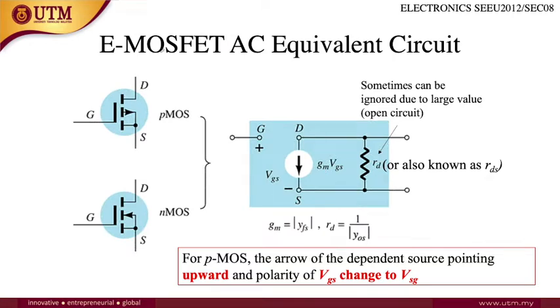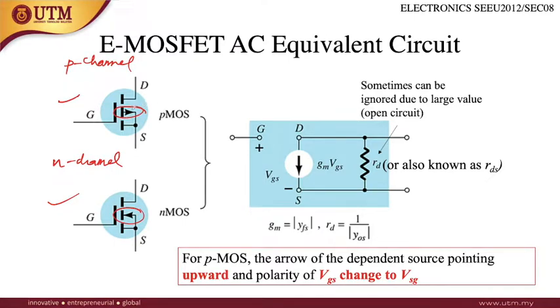So these are for the MOSFET equivalent circuit. How to draw a MOSFET equivalent circuit? As I mentioned earlier, there are two types of channel: P channel and N channel. You differentiate between P channel and N channel by looking at the pointing arrow here.